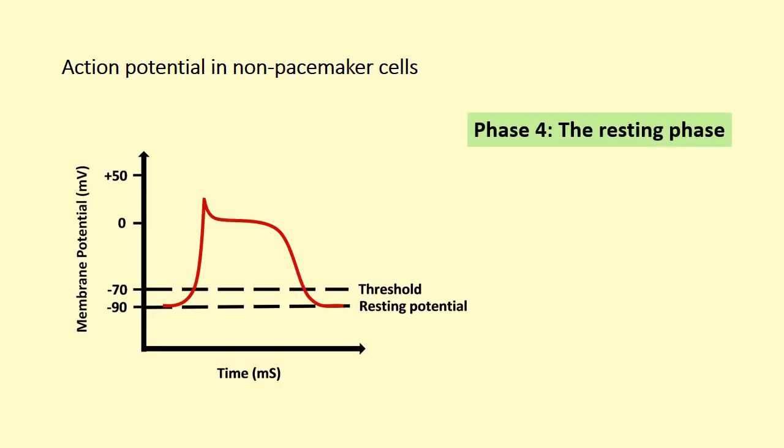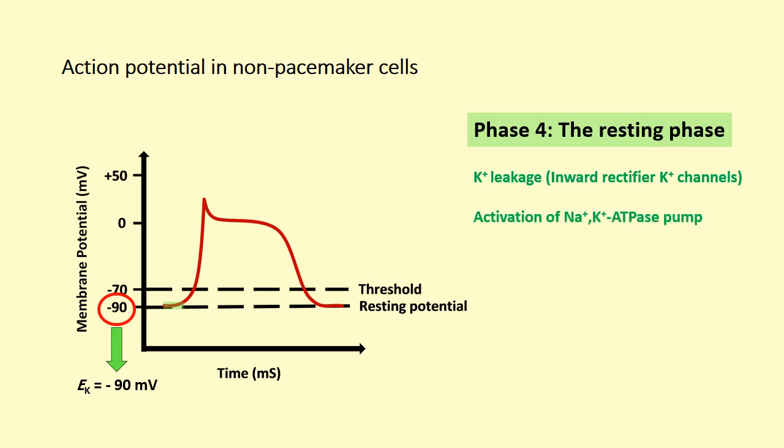The resting membrane potential in non-pacemaker cells like ventricular cells is around -90 millivolts. This is close to the equilibrium potential of potassium ions. The resting potential is generated mainly due to the outward leak of potassium ions, which is controlled by inward rectifier potassium channels. Sodium-potassium pump and sodium-calcium exchanger also play a role in maintaining the resting potential of the cell membrane.